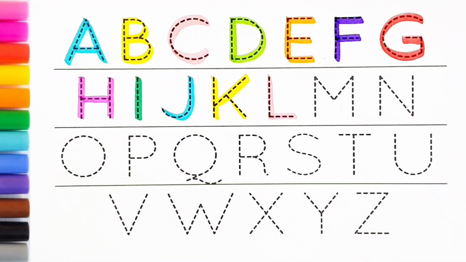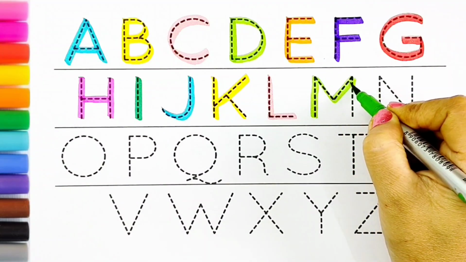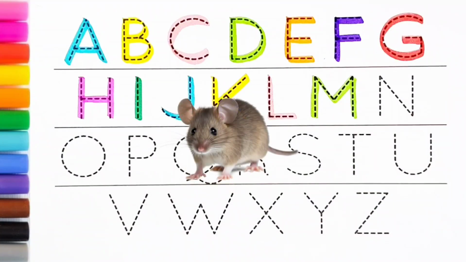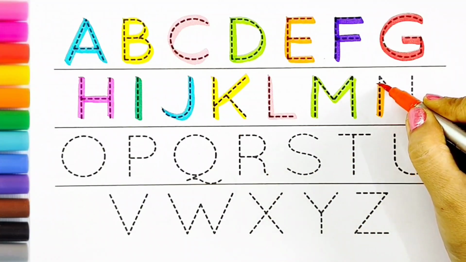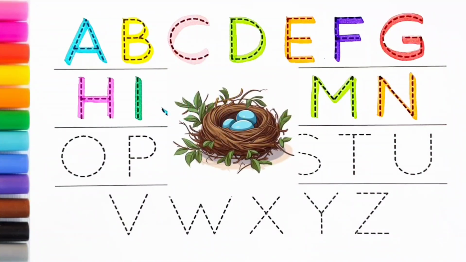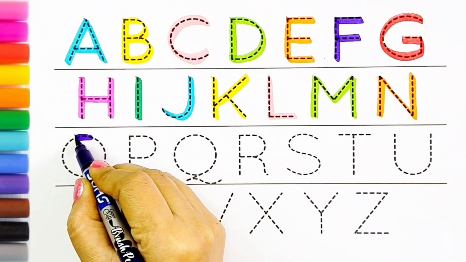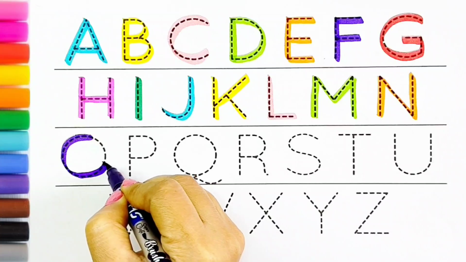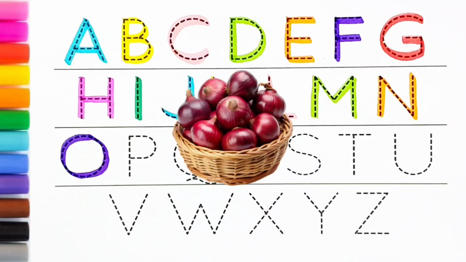Light green color. M. M for mouse. Orange color. N. N for nest. Purple color. O. O for onion.